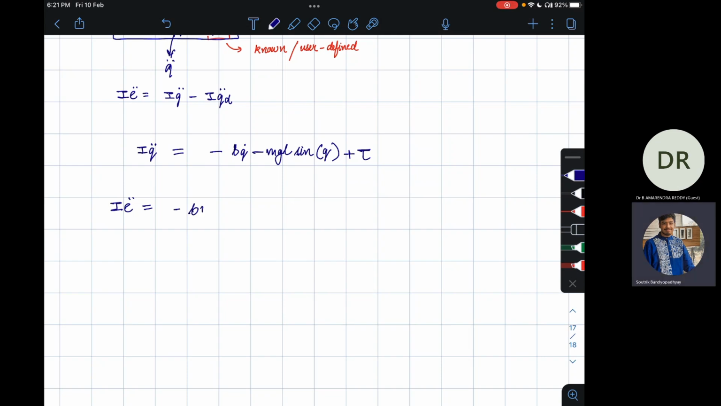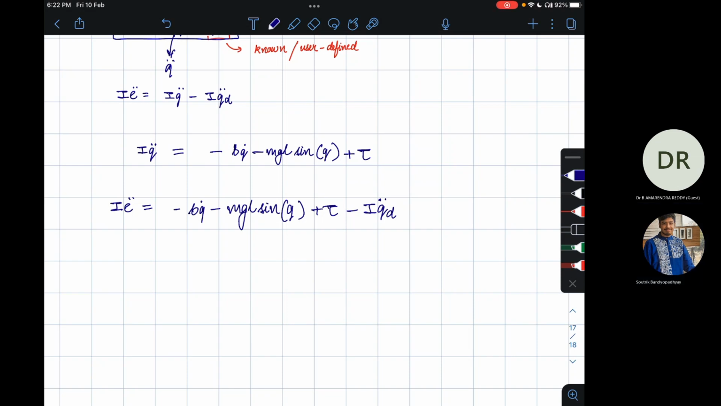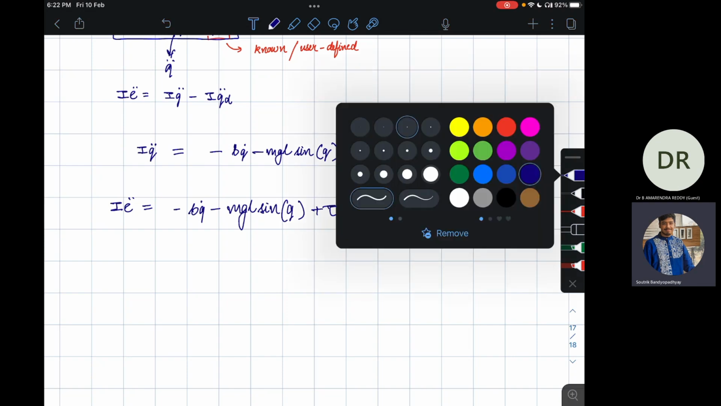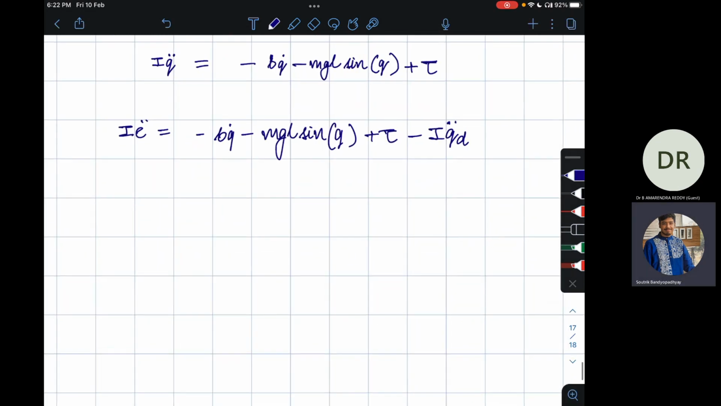minus BQ dot, minus MGL sin Q, plus tau minus IQ desired double dot. Okay. Now we have assumed that everything is known, right?